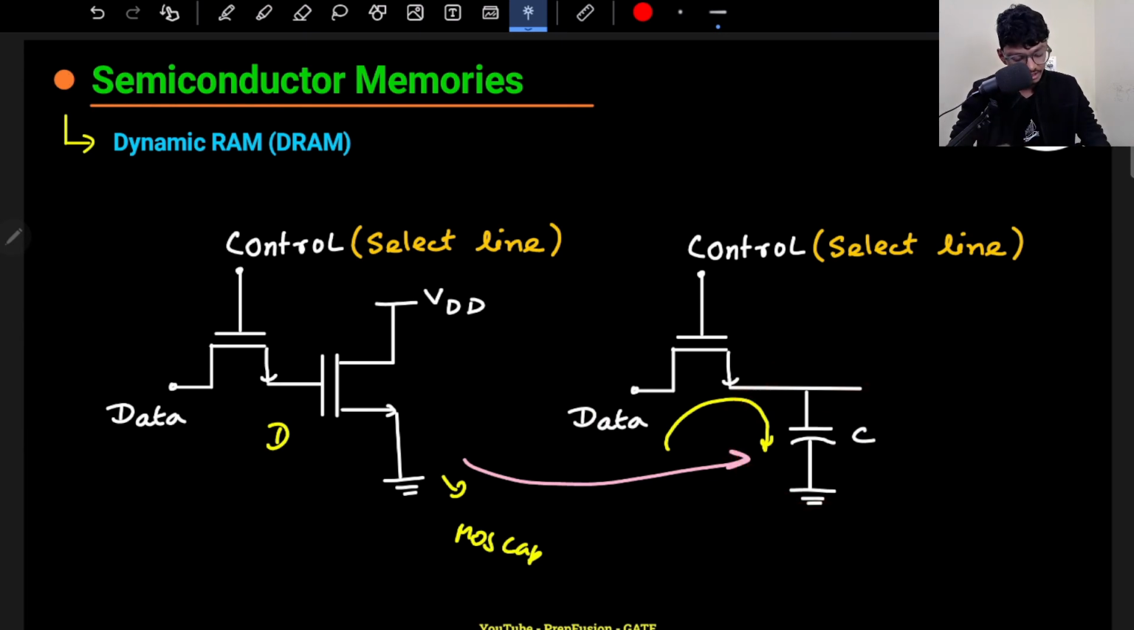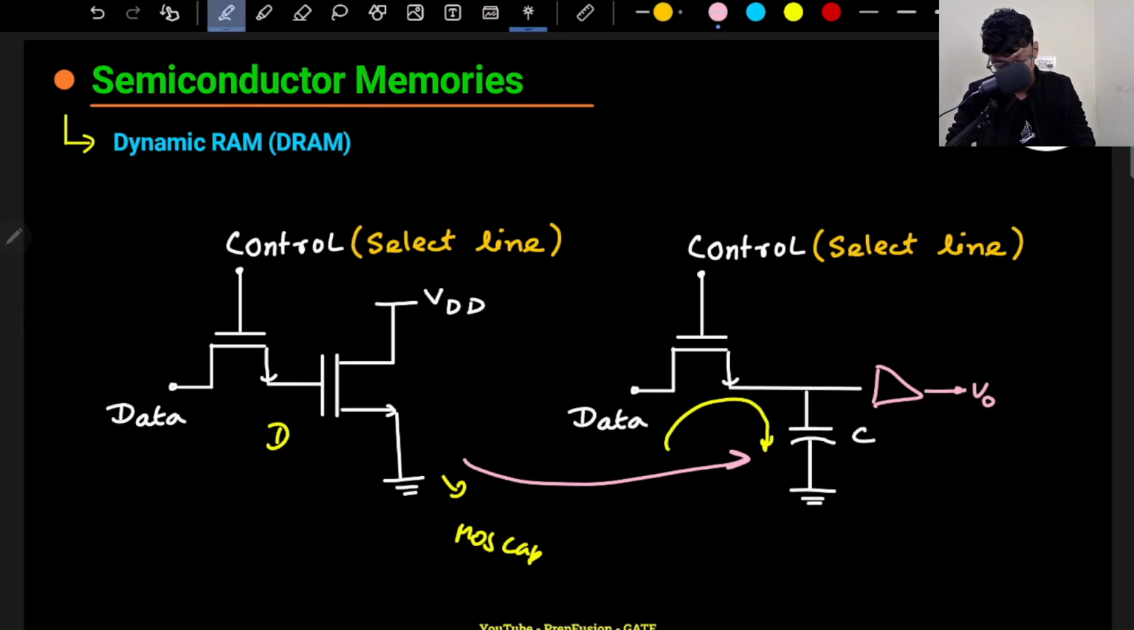Okay, how do we read back? We connect a sensing amplifier here, and we sense the voltage. If this is low, obviously it will sense 0. If this is high, it will sense 1. This is just a buffer amplifier or sensing amplifier.